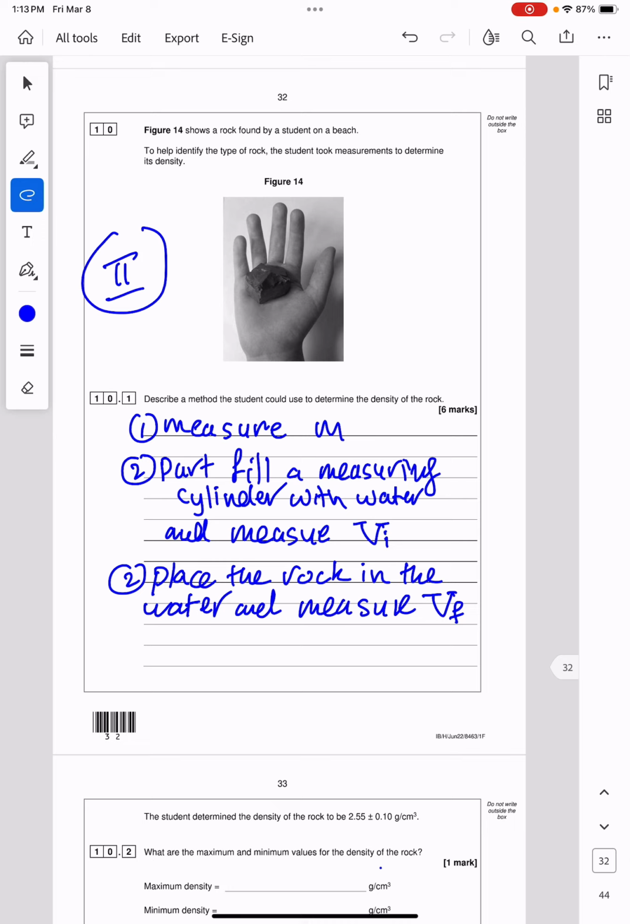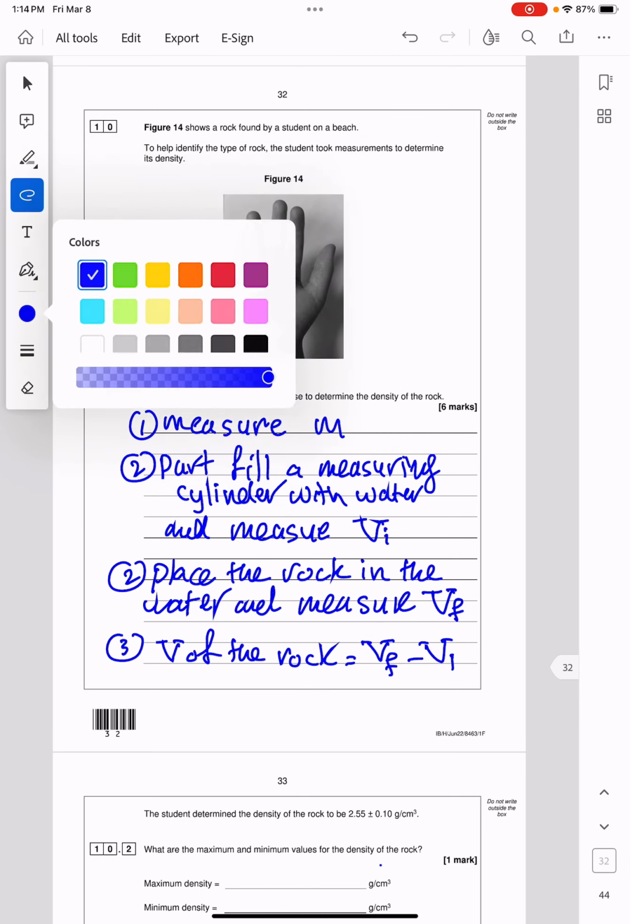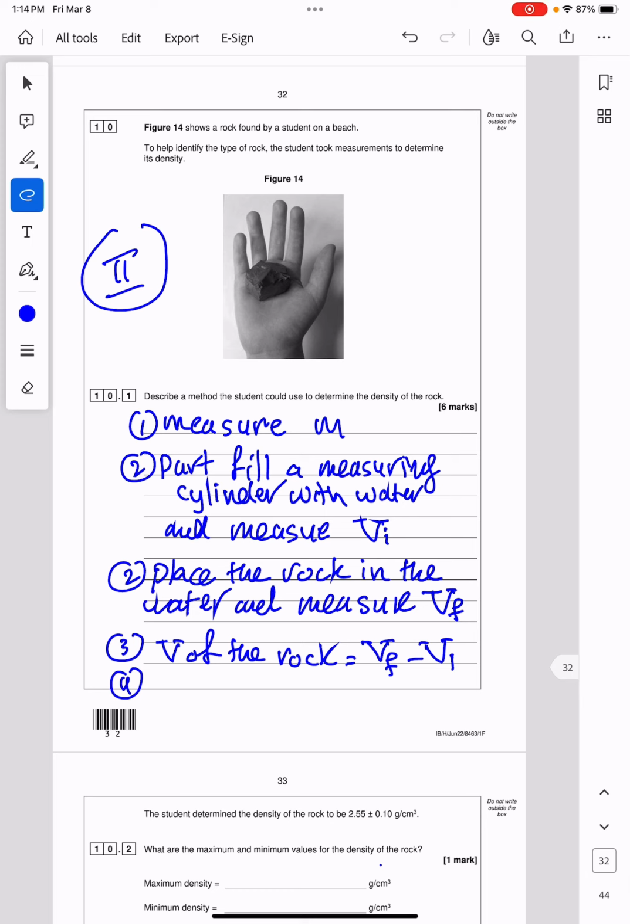What are you going to do now? Number 3. If you want the volume of the rock, all you have to do is the final volume minus the initial volume, and then you're going to have the V that we are trying to get in order to find the density. And again, you're going to use M and V to find rho, and rho is equal to M over V. That's the first part.